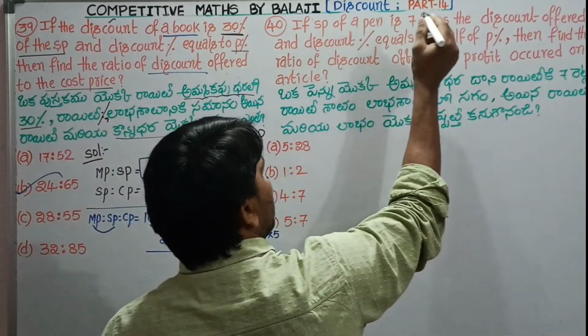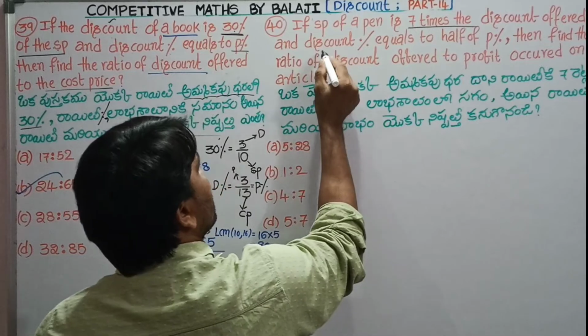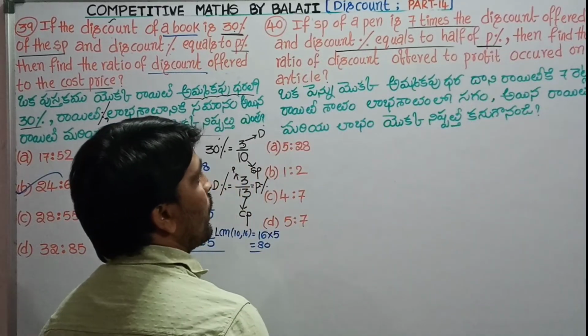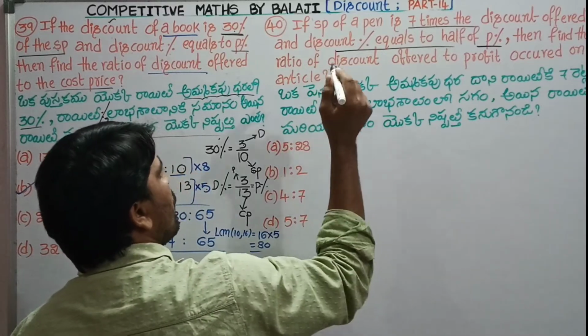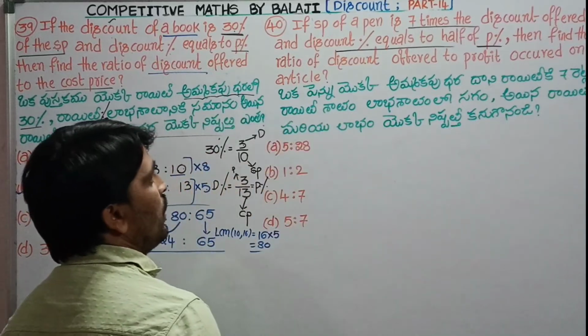Next question, 40th. If SP of a pen is 7 times the discount offered and discount percentage equal to half of profit percentage, then find the ratio of discount offered to profit occurred on article.